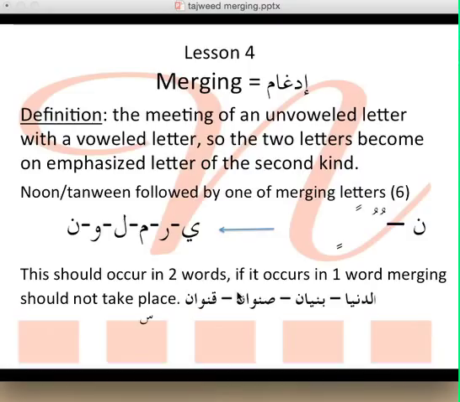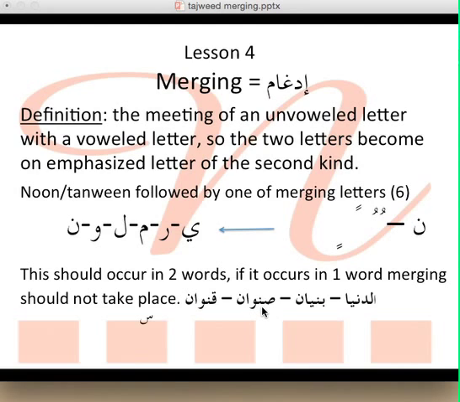We've got some exceptions in the Quran. That's all of them here. We've got the word ad-dunya. If we look at dunya, the noon in the middle of the word, after the noon there is ya, and noon is sakina without any vowels. If we want to apply the rule it should be idgham or merging. But in this word, no, we don't apply the idgham. Bunyan, also the same thing. We've got noon and ya. We don't apply the idgham.